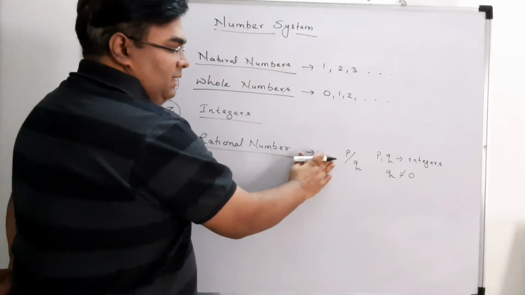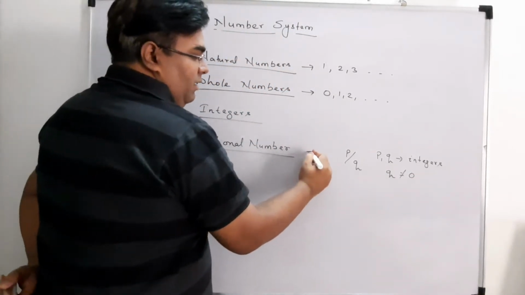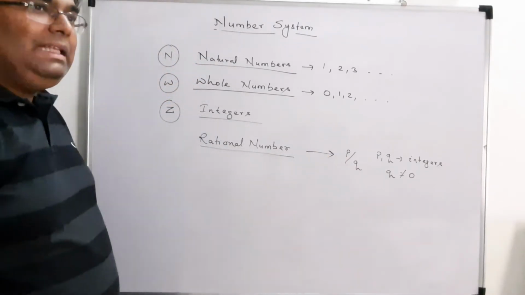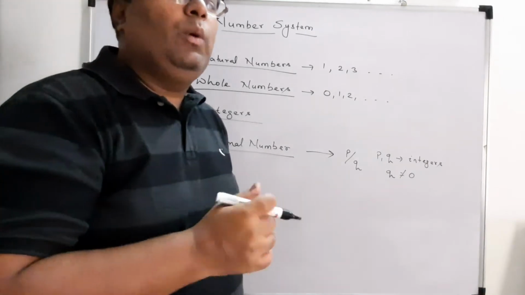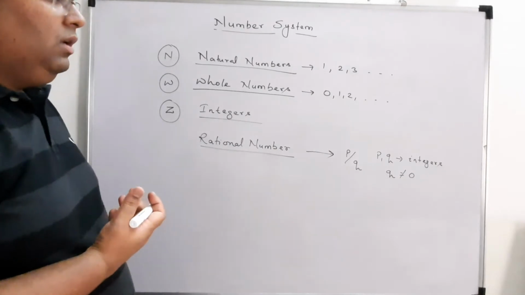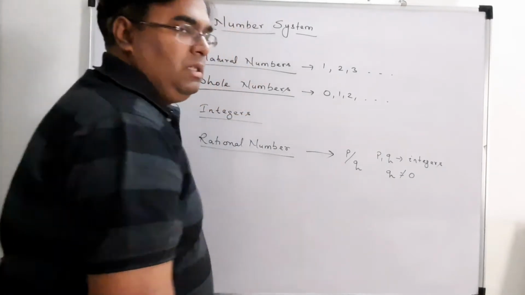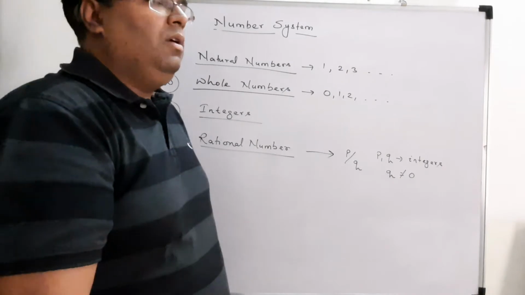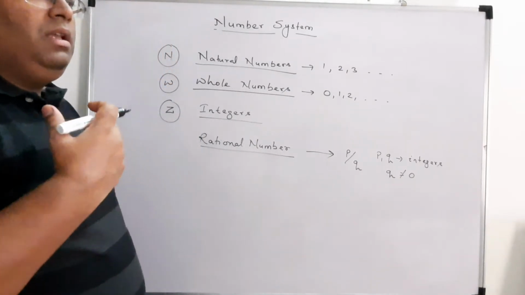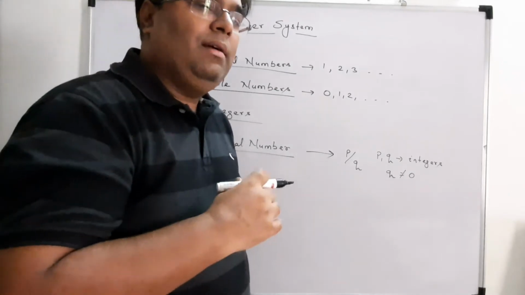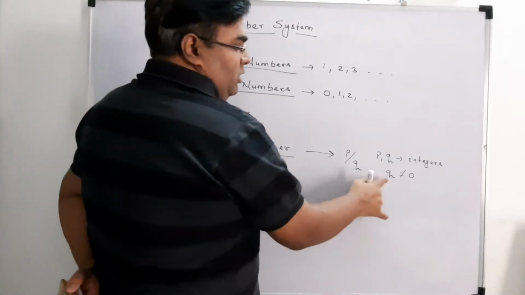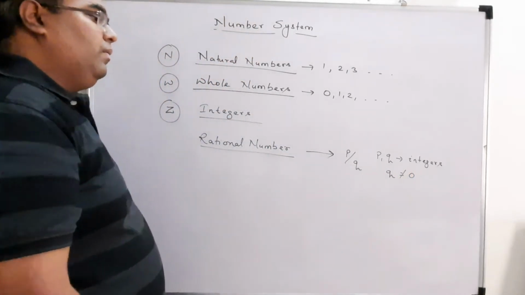Why is it like that? Because when q is 0, in maths we don't have 0 in the denominator. Whenever the denominator is 0, we term it as not defined, because there is no definition of a number in which the denominator is 0. So the condition is that my denominator should not be equal to 0, right?